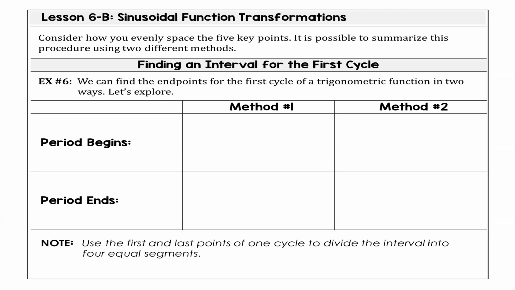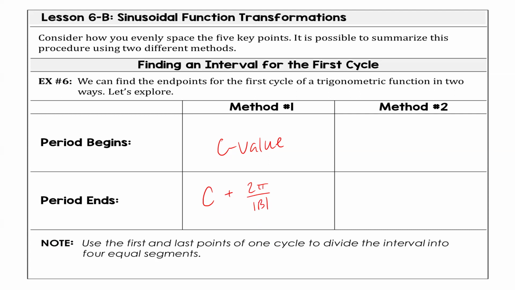So we can find the endpoints of the first cycle of a trigonometric function in 2 ways. What we've been doing is figuring out where it begins, and then adding where it begins to your period. So we find our C value first, and then we've been doing C plus 2 pi over the absolute value of B. That's what you are doing on assignment A, correct?